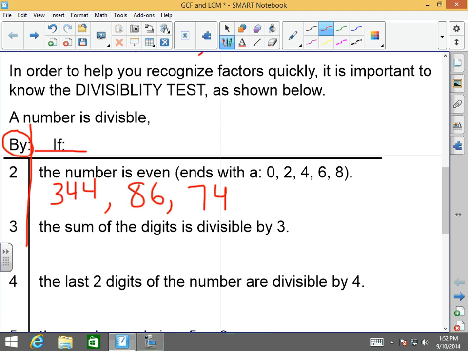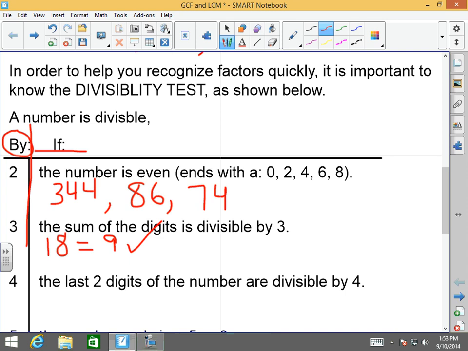A number is divisible by 3. This is a very, very important one. If the sum of the digits is divisible by 3, what am I talking about? Let's look at the number 18. We know that 3 times 6 is 18, but let's see how this test works. The digits here are 1 and 8. What's 1 plus 8? 9. Is 9 divisible by 3? So 18 is divisible by 3.